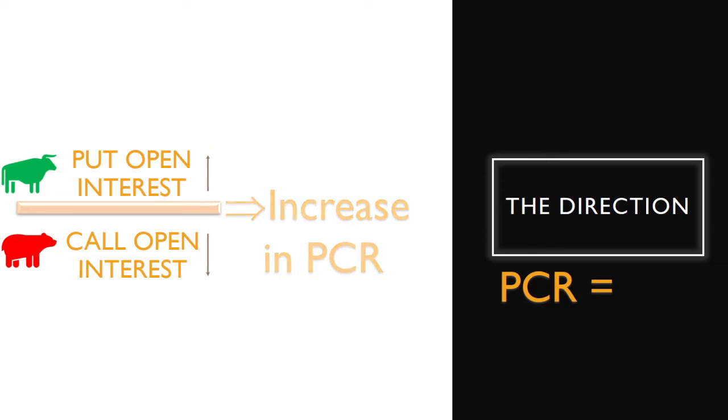Now an increase in the PCR means that the market would be bullish in character and will maintain its upward trend. On the flip side, if there is a decrease in the put open interest and an increase in the call open interest, it will lead to a decrease in the PCR. And any decrease in the PCR means that the market may reverse on the bearish side or may continue its bearish character.